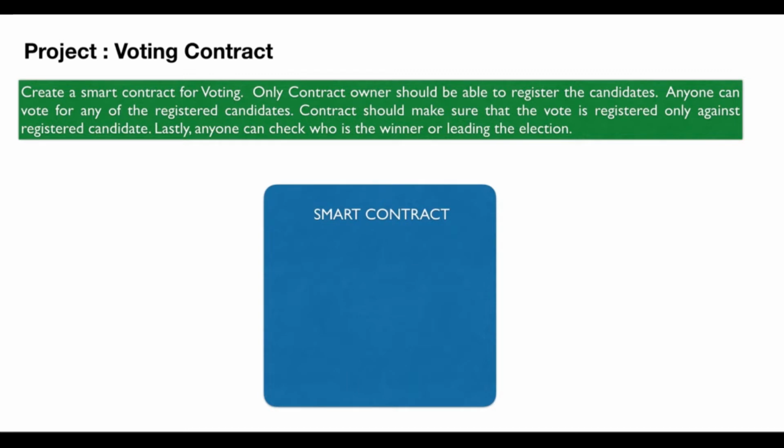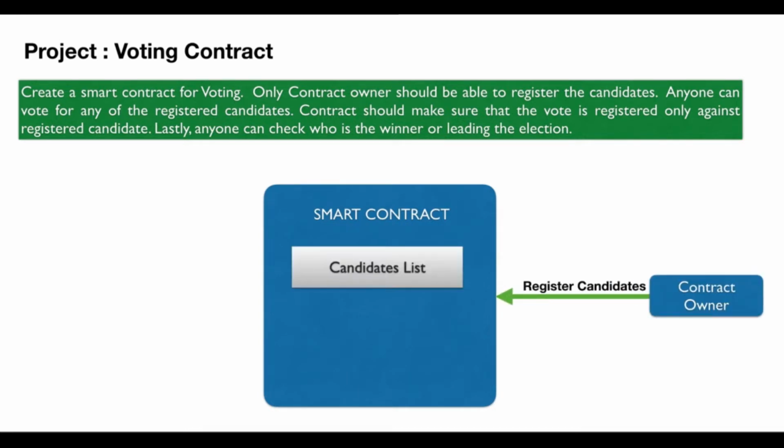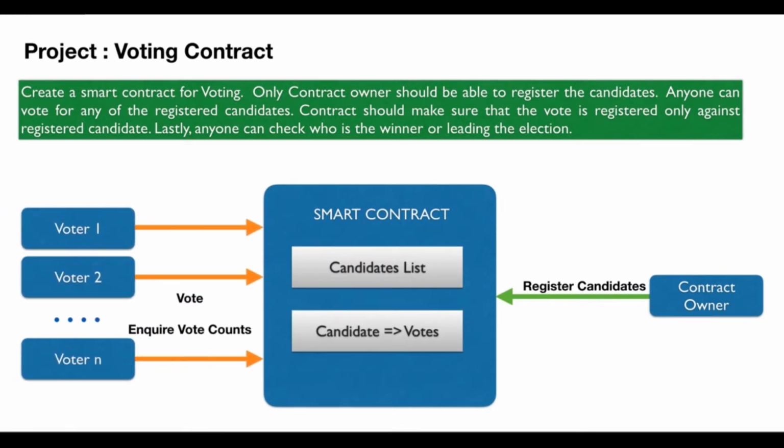That means our contract should be able to identify the contract owner, and contract owner should only be able to register the candidates. Voters should be able to vote and also should be able to inquire about the voting counts for any valid candidates while voting is in progress. And finally, anyone should be able to get the details of the winner when voting is completed.